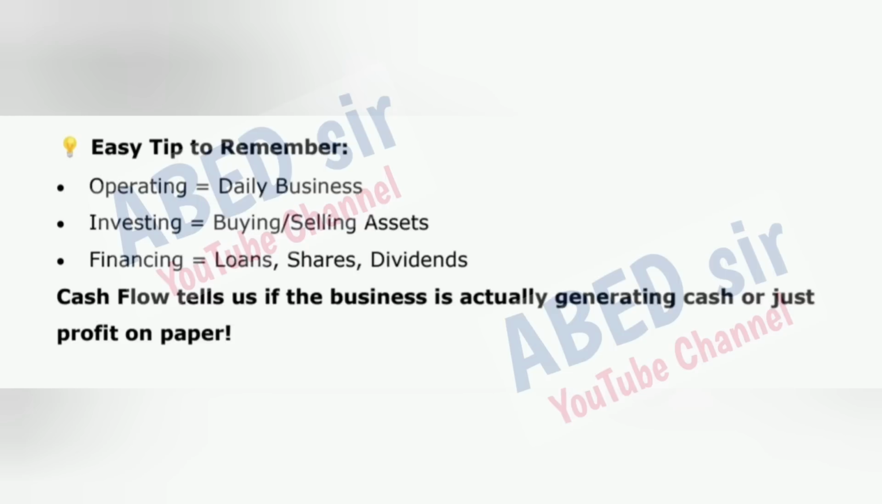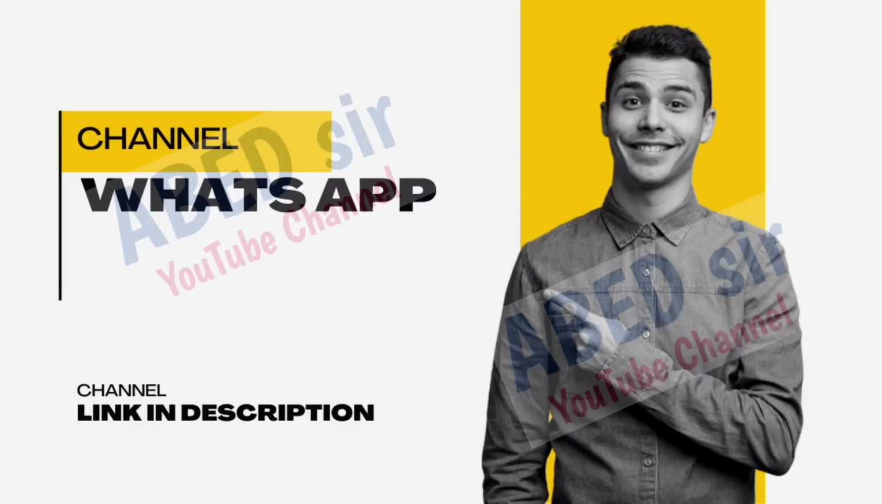Easy tip to remember. Operating is equal to daily business. Investing is equal to buying and selling assets. Financing is equal to loans, shares, dividends. Cash flow tells us if the business is actually generating cash or just profit on paper. Next important question is 5.